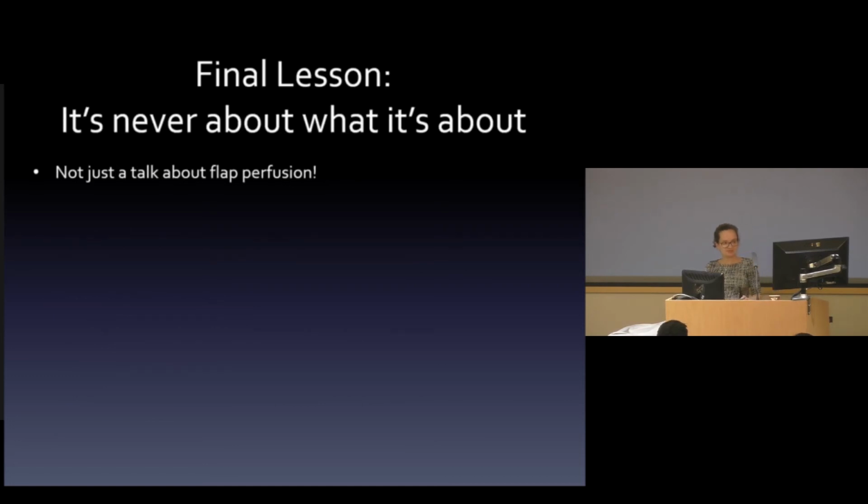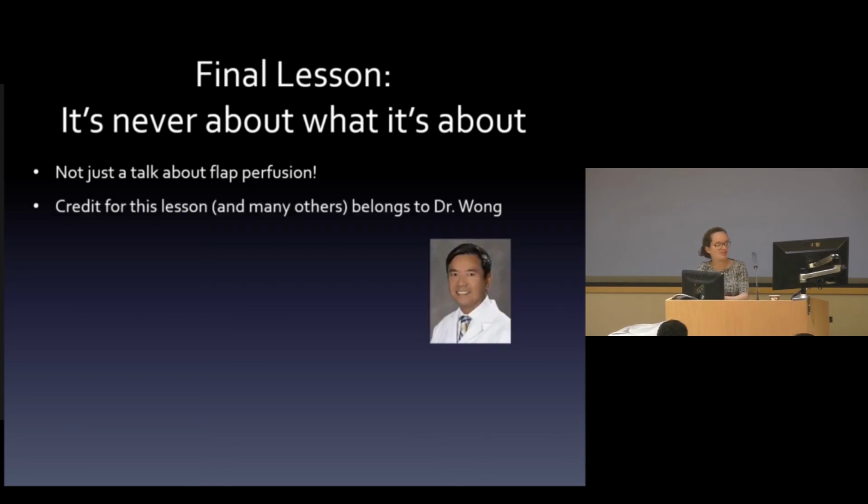So the final lesson for this talk is that, similar to the way that this talk wasn't totally about extracorporeal flap perfusion, many of the situations we encounter in residency are much more than they originally seem. And as an aside, I do have to give some credit to Granger Wong for this lesson. He has a lot of really delightful aphorisms that you will learn if you work with him, such as fight your tendencies, and wanting a balanced life is just another way of saying that you're mediocre.